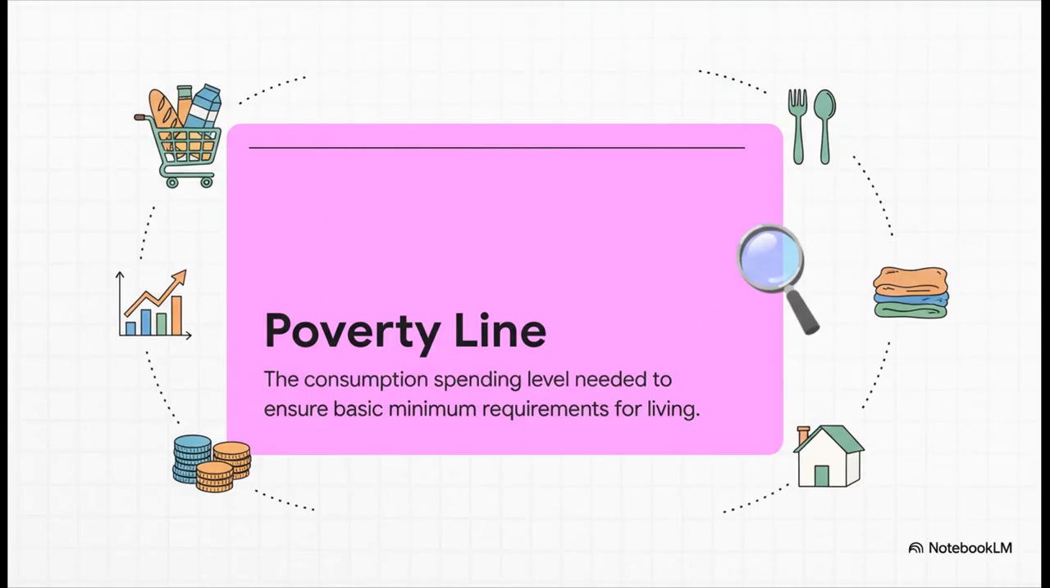Okay, so this is absolutely crucial. In India, the poverty line isn't about how much money you earn. It's about how much money you spend. It's about consumption. The core question is, what is the minimum amount of money a person needs to spend every single month just to get the bare essentials to live?